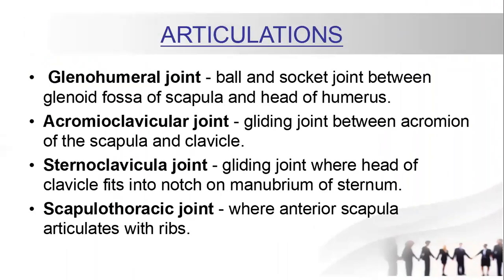We have the articulations of the shoulder. The first one is the glenohumeral joint. This is the ball and socket joint between the glenoid fossa of the scapula and the head of the humerus. This is just a summary of what we've been studying.